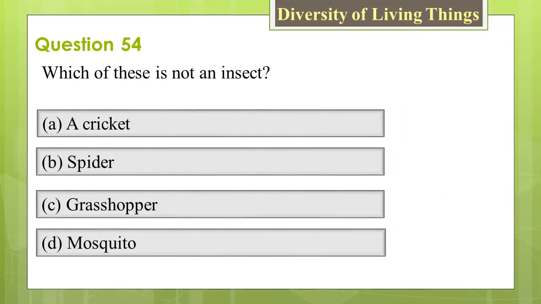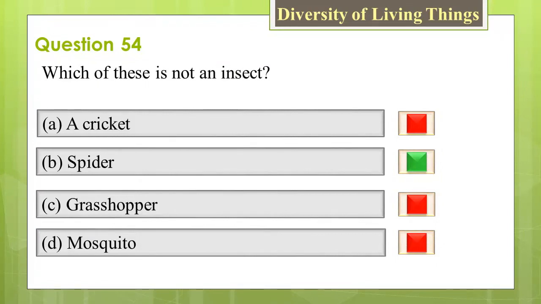Question 54. Which of these is not an insect? A. a cricket, B. spider, C. grasshopper, D. mosquito. Which of the following alternatives is a correct alternative? The correct alternative is B. spider.